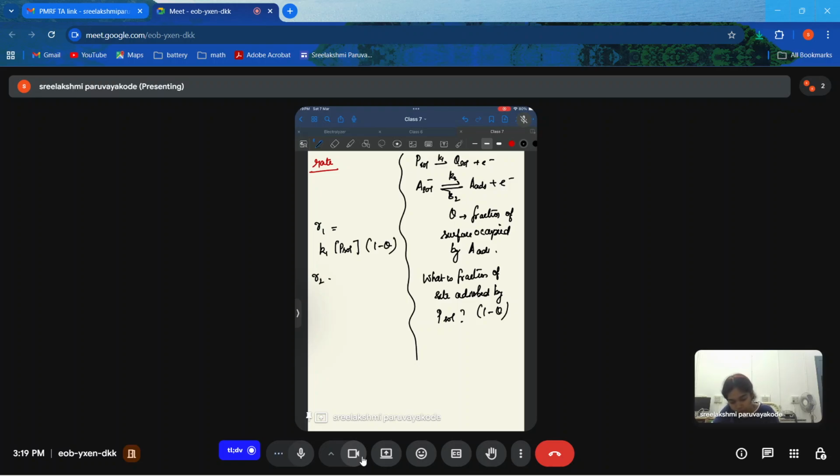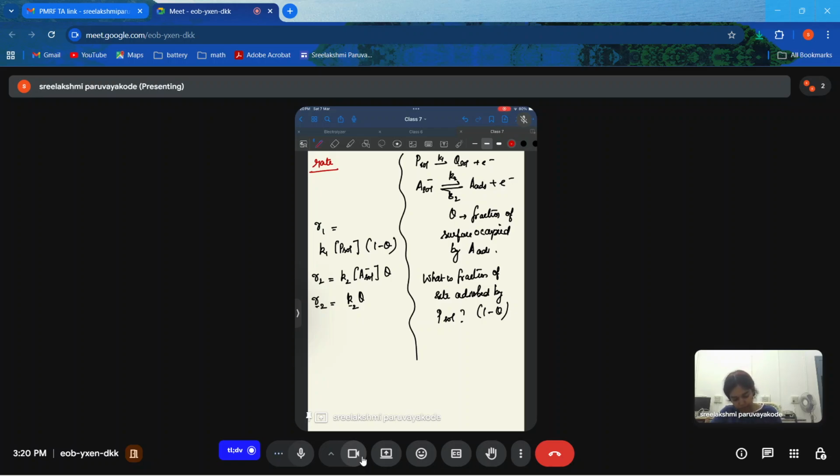Now what is R2? R2 equal to K2 into, because it is in solution, we have to consider the concentration, A solution minus into theta. Now R minus 2 is what? K minus 2, A adsorb concentration is theta. So these are the rate steps. So this is the first step. We have written the rate of the expression.